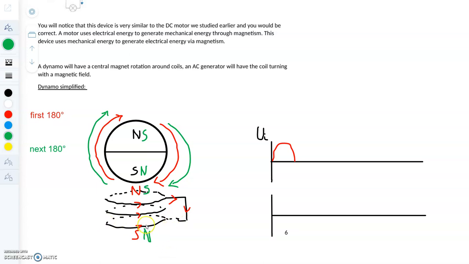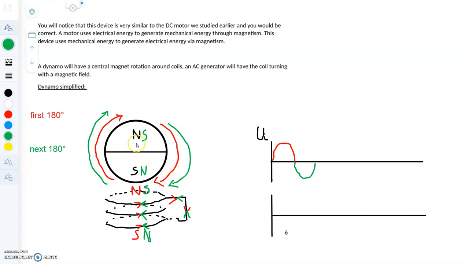If that happens, however, you will actually get your current flowing in the opposite sense in this case, compared to the first 180 degrees, meaning your induced voltage will also be similar in pattern, but considered negative because it's going the opposite way. So this is, schematically, how this thing works when you start flipping it around.